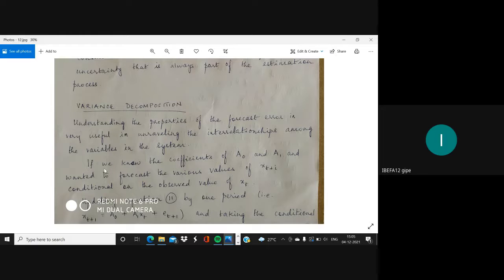Okay? Now, if we know the coefficients, A naught is basically our vector of intercept terms or constant terms, and A1 will be all the coefficients associated with the lagged values of the variables. If we know all these coefficients and we want to forecast the various values of xt plus i conditional on the observed value of xt, we can go about it in this way. Okay. So this part might not be visible to you, so I'll just read it out. Let me know if you want me to zoom in further, okay?